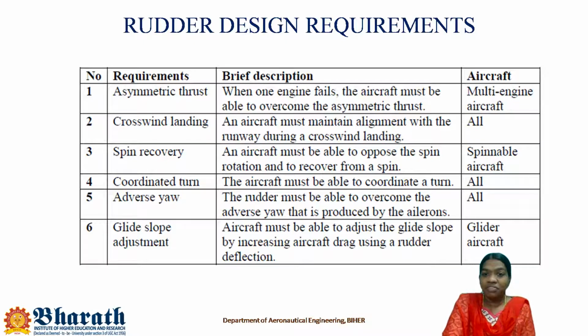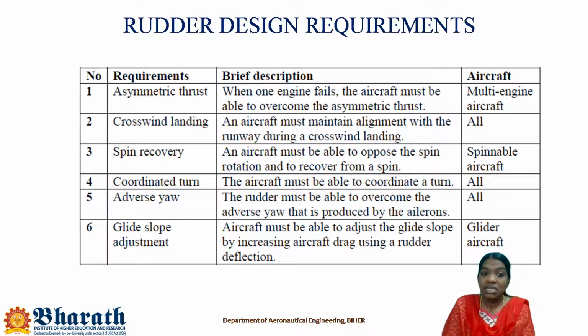The first one is directional control for balancing asymmetric thrust. Asymmetric thrust is the one engine inoperative condition, so this problem comes into the picture only in the case of a multi-engine aircraft. If it is a single engine aircraft, then there is no point in asymmetric thrust at all, since thrust is generated from one engine. Asymmetric thrust means there is no symmetry in the thrust generation. It may be a twin engine, 4-engine or 6-engine aircraft, so this comes into the picture only in multi-engine aircraft.